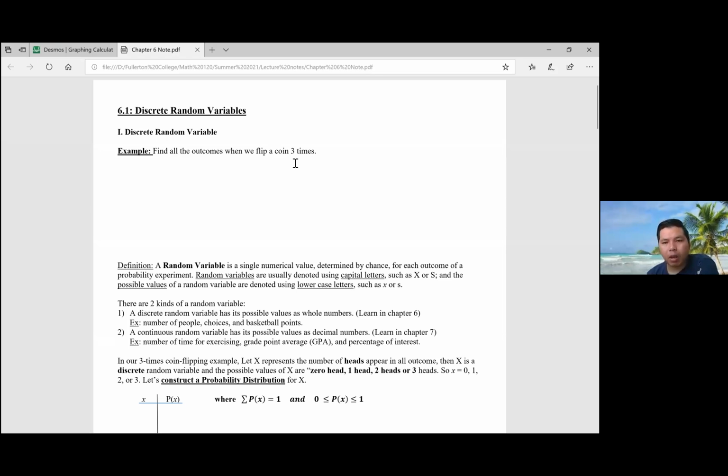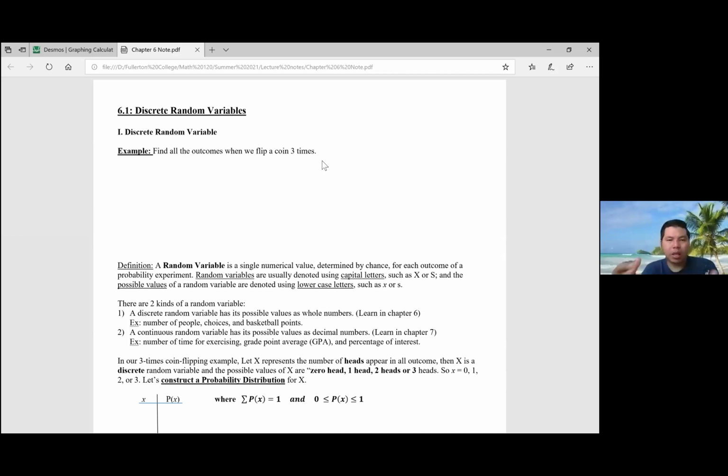All right, so chapter 6. In chapter 6, we are looking at discrete random variables. In chapter 7, we look at continuous random variables. On chapter 6, we look at discrete random variables, meaning that we are only looking for the occurrence of 0 times, 1 time, 2 times, 3 times, and so on.